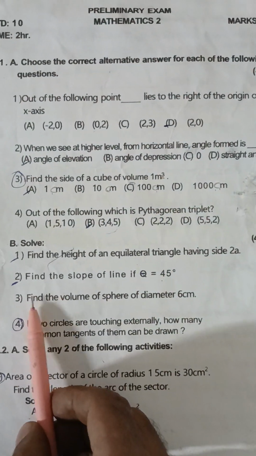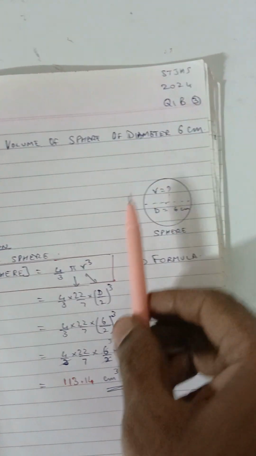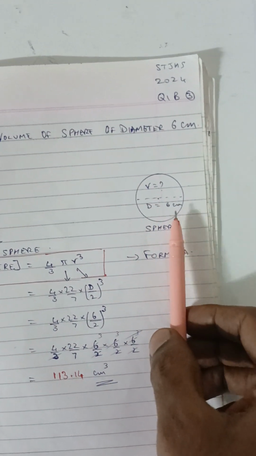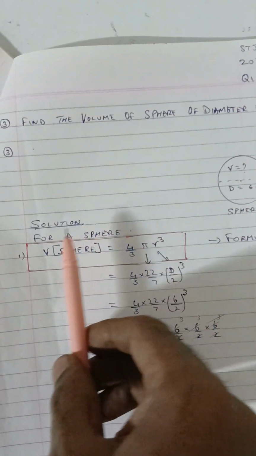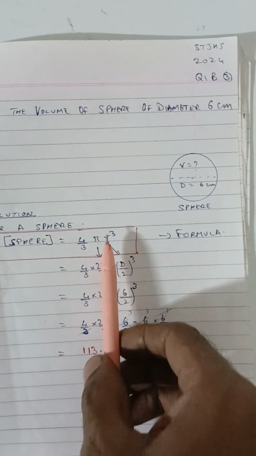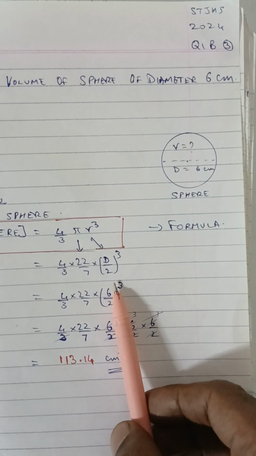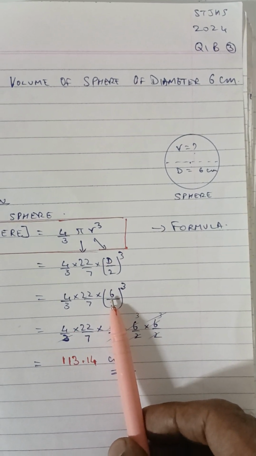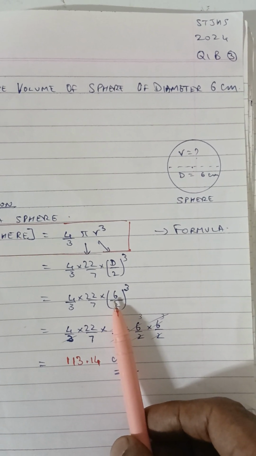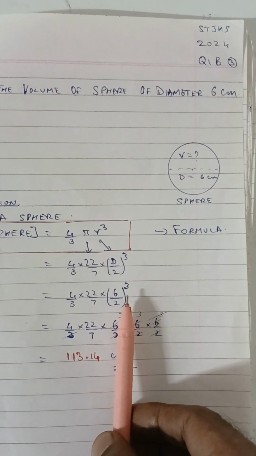Next, find the volume of a sphere of diameter 6 cm. Here we have a figure, volume is question mark, diameter is 6. This is a sphere. For a sphere, volume is equal to 4 upon 3 pi r cube. 4 upon 3, the value for pi is 22 upon 7. Radius is diameter upon 2. Diameter is 6, that is given. So 6 upon 2, the whole cube.